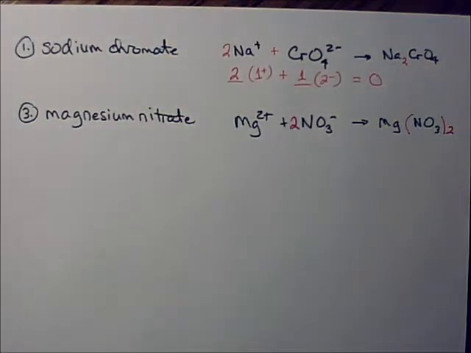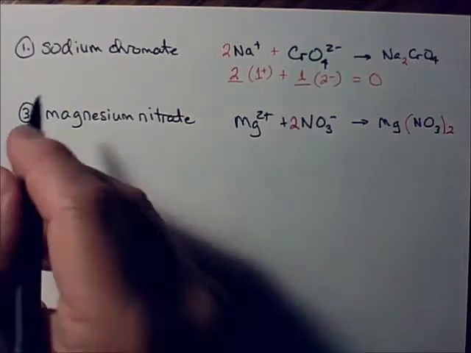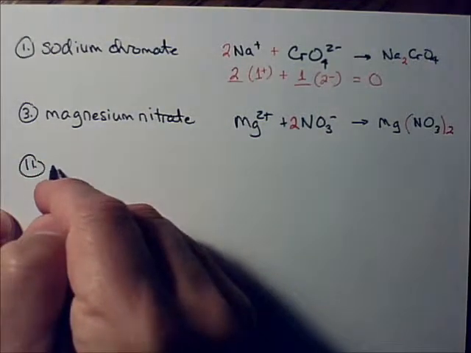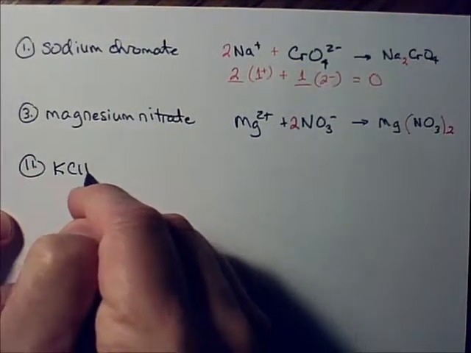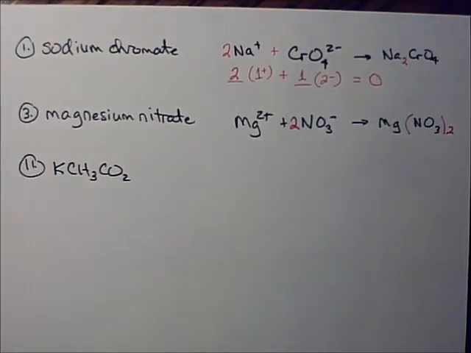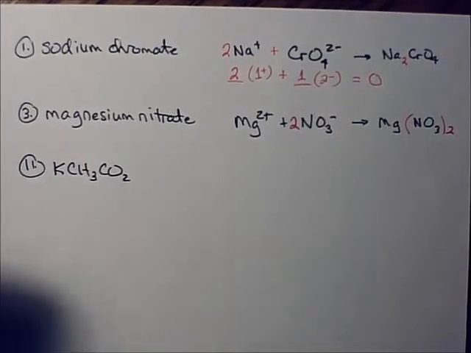Well, so let's jump down now to the section where you're writing the names from the formulas. I'm going to go to number 11 on your homework sheet. And we got KCH3CO2. Okay? So the way that I teach you to approach this is you look at the formula and you see that there are more than 2 elements. If there are more than 2 elements, one of the first things you want to do is to look and see if there's a polyatomic ion in there.